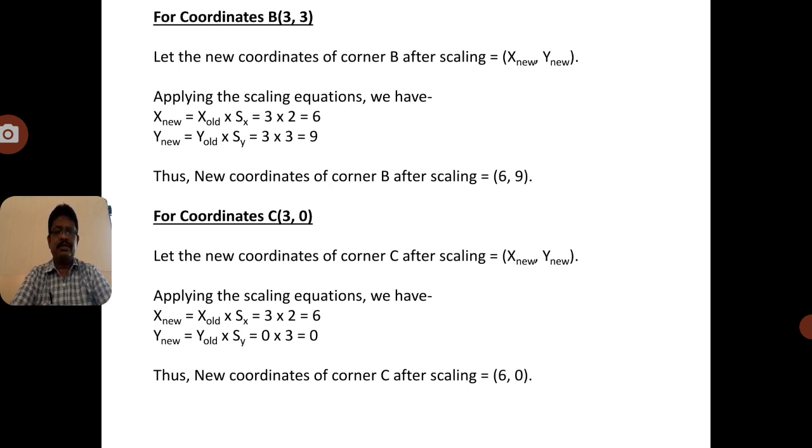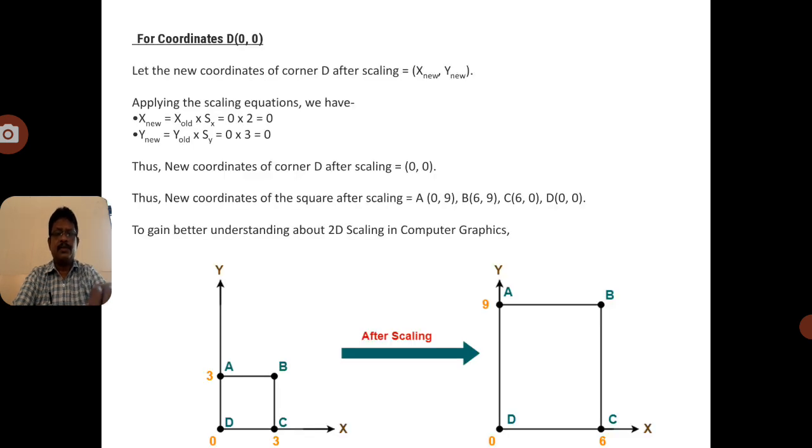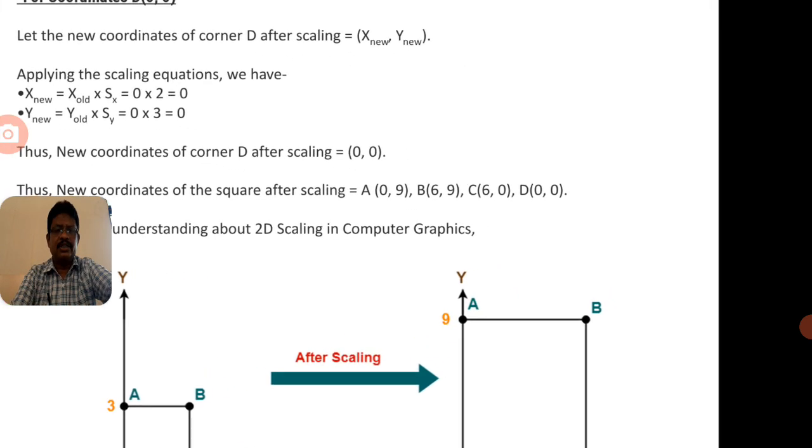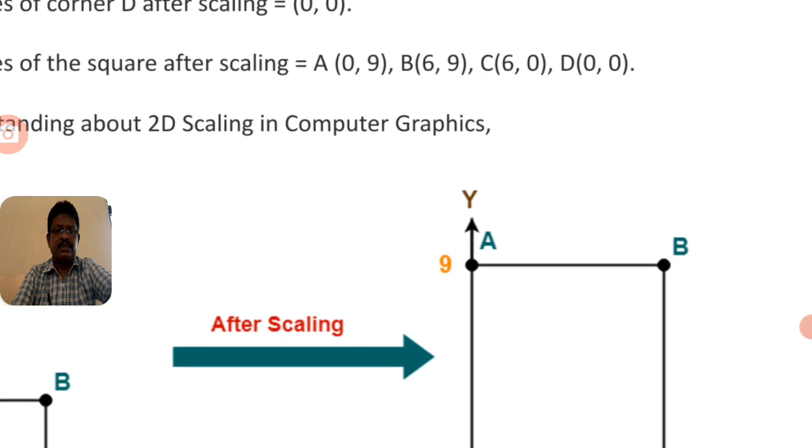And similarly we can find it for coordinate C of (3, 0). For the new coordinates of C, x new and y new, the scaling parameters Sx and Sy are applied. So x world into Sx equals 3 into 2, that equals 6. And y new equals y world into Sy, that equals 0 into 3, which is 0. Thus the new coordinates for C are (6, 0). Now similarly we can find it for coordinate D of (0, 0), and finally we get the result (0, 0).